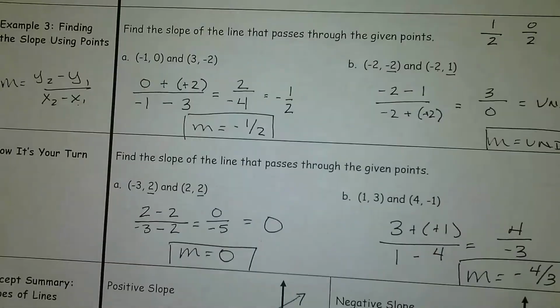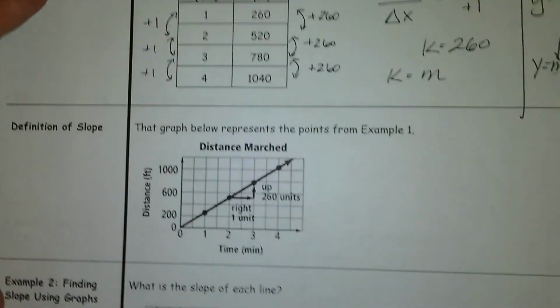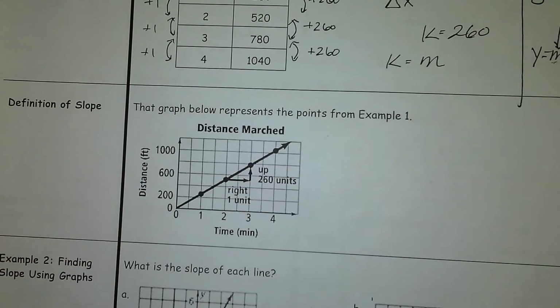Alright, so once you've done that, I want you to go back to the front of your notes, and we're going to look at the other way to find slope. The other way we can find slope is on a graph. So we can use that slope formula on a graph, on a table, or if we're given points. Slope formula works no matter what you're given.